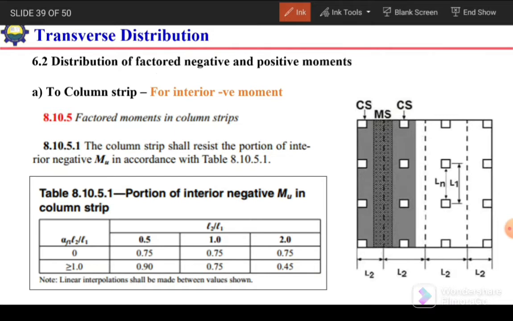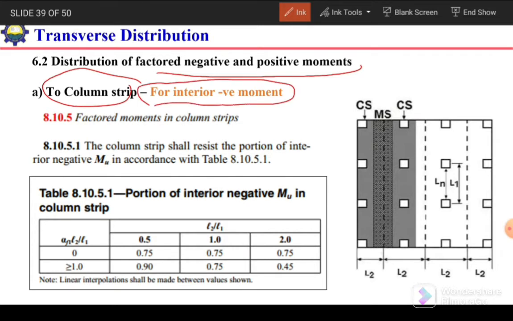So the distribution of factored negative moment and positive moment to the column strip, for the interior negative moment. The interior negative moment can be distributed to the column strip by using this table. Here this table has two factors, the stiffness ratio of the beam and the aspect ratio of the slab panel. So based on these two values we can select the factor.